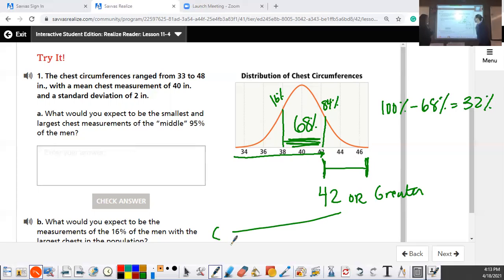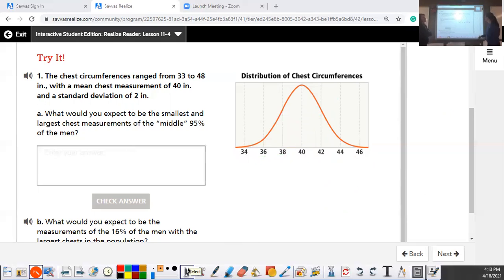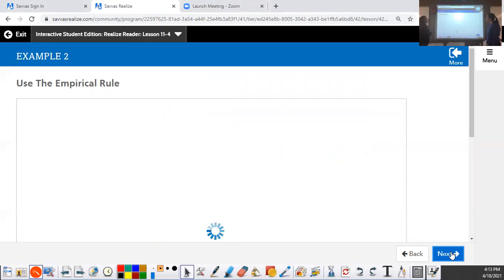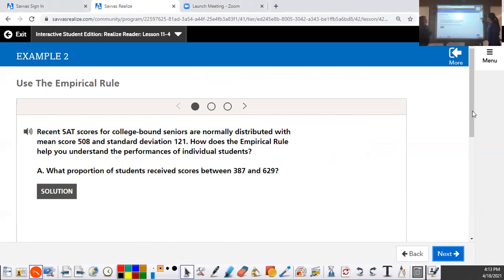Yep. Ooh, that was fun. I like the normal distribution. Me too. It's so cut and dry. Like, you get the number, you see where it is. You don't have to guess much.